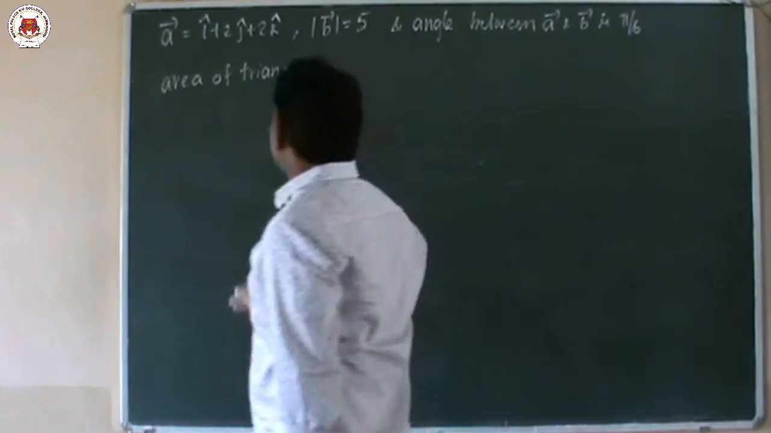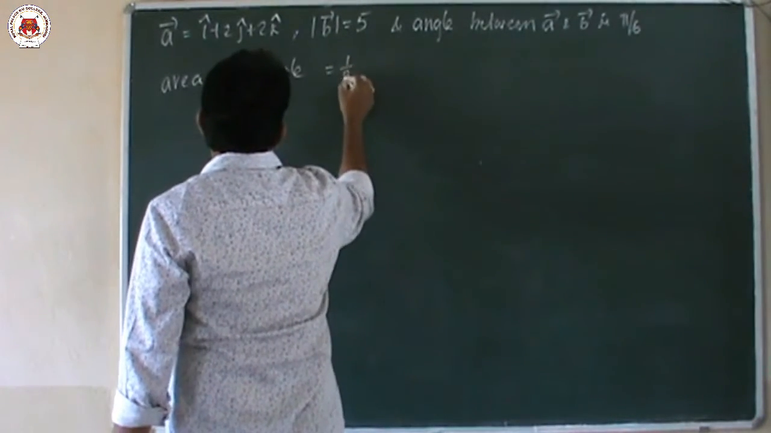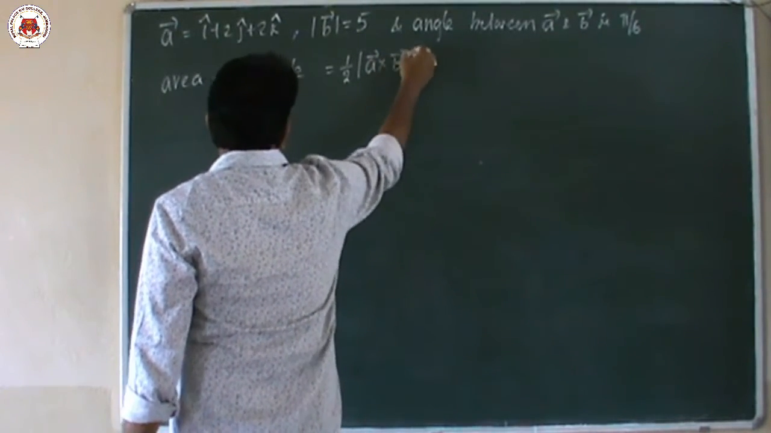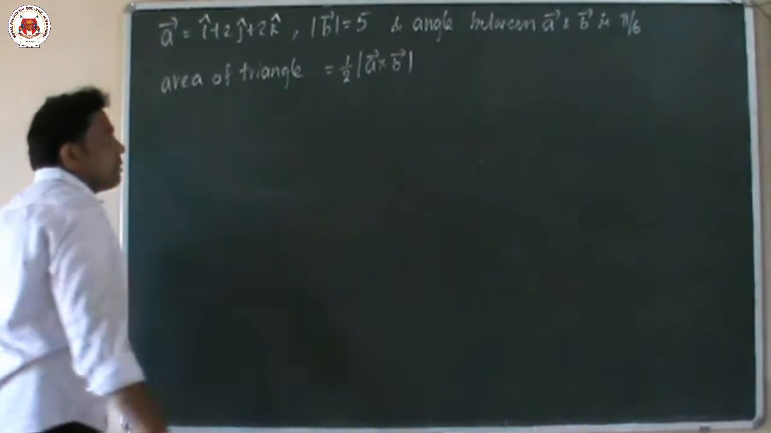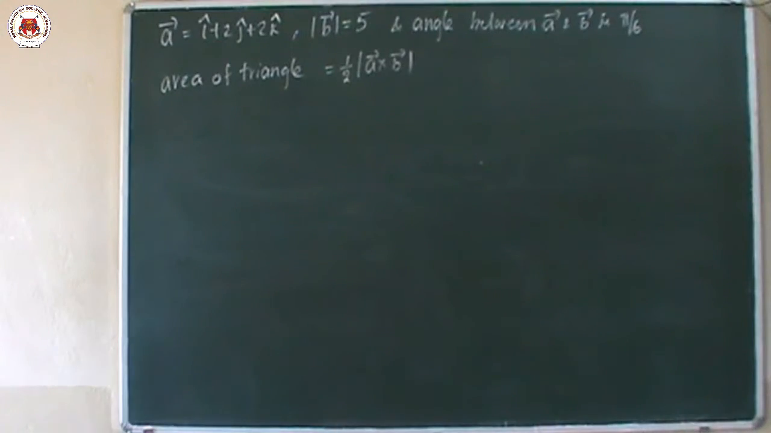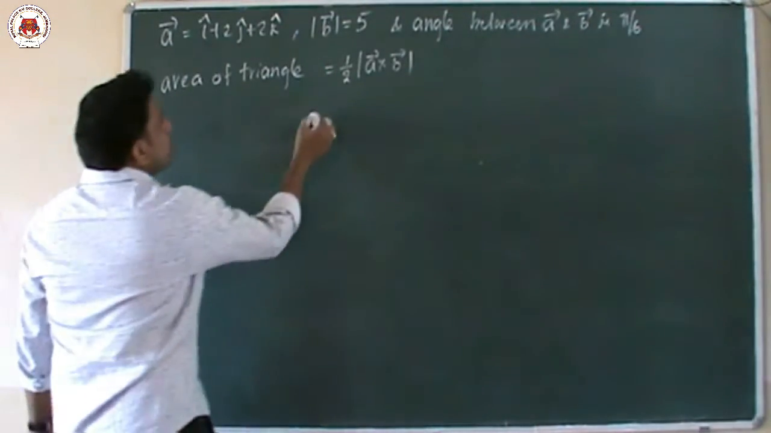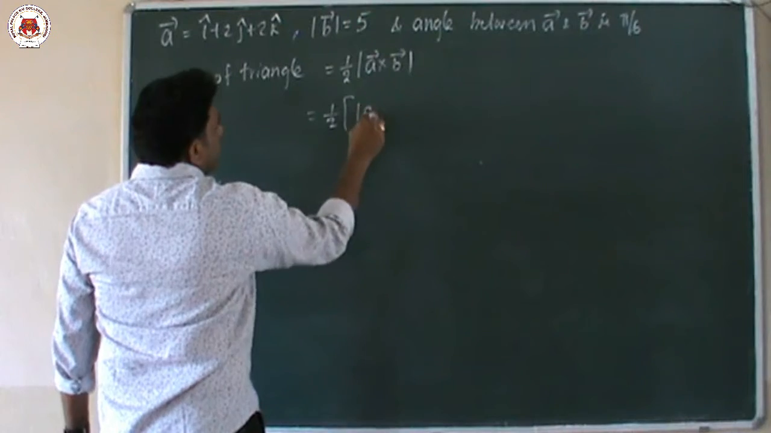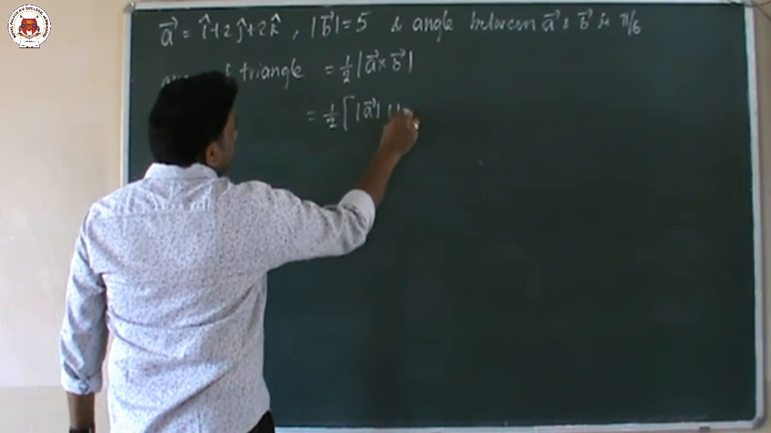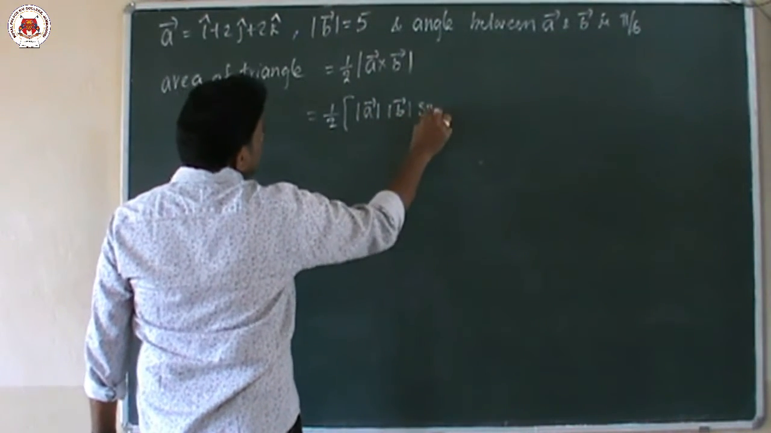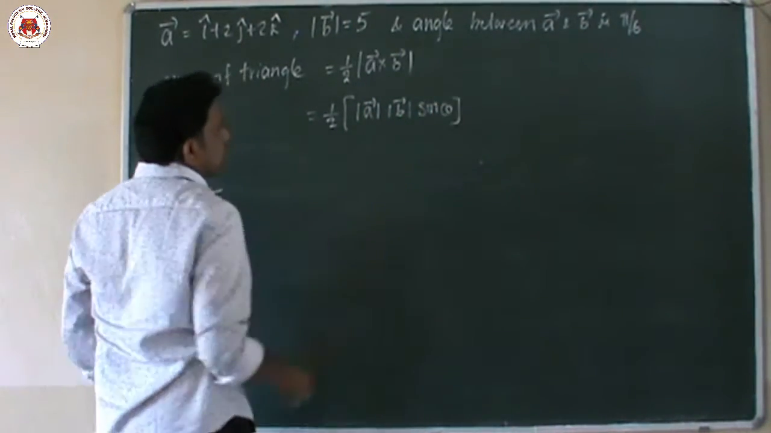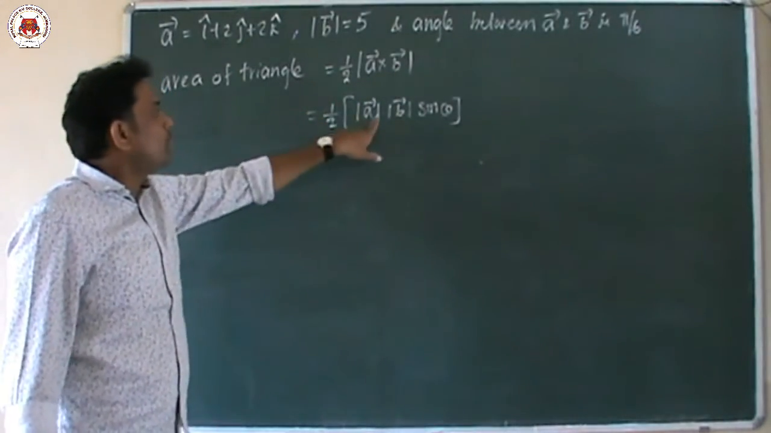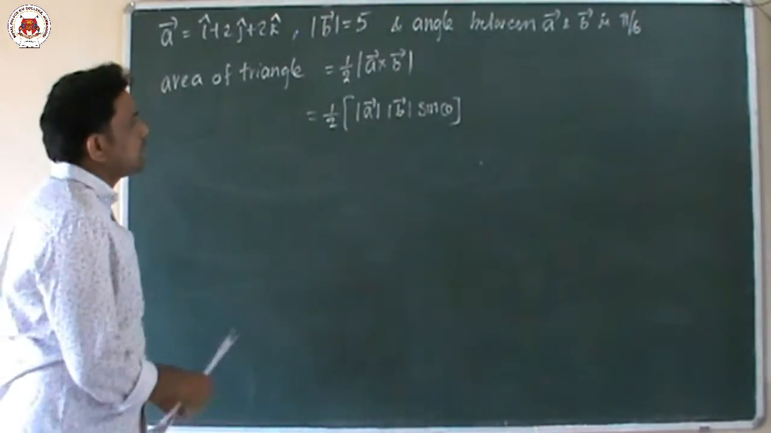So what is the area of a triangle formula? The area of the triangle is half of the mod of vector a cross vector b. Already we know the formula for mod of a cross b. What is the a cross b formula? Mod of a cross b is mod a vector into mod b vector into sin theta.